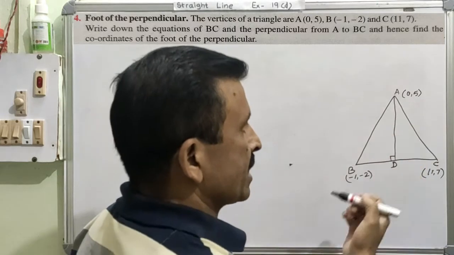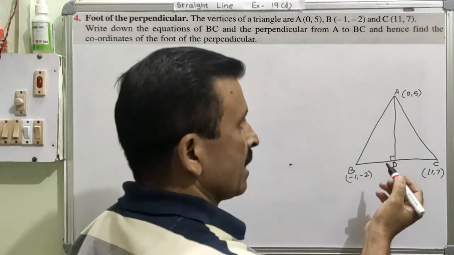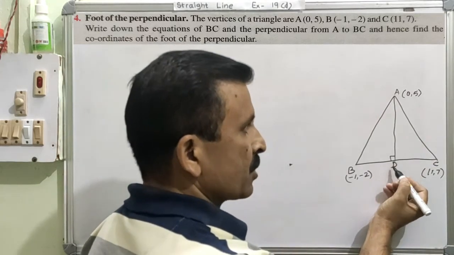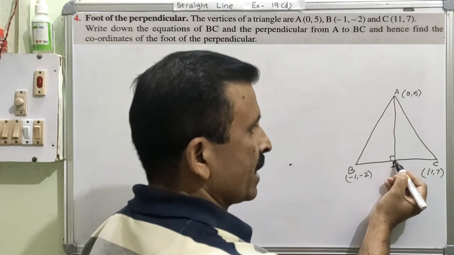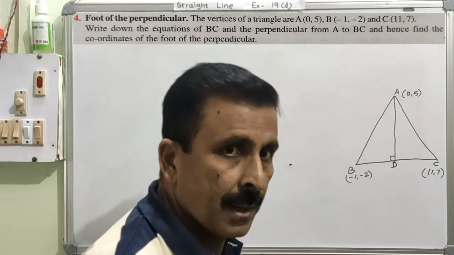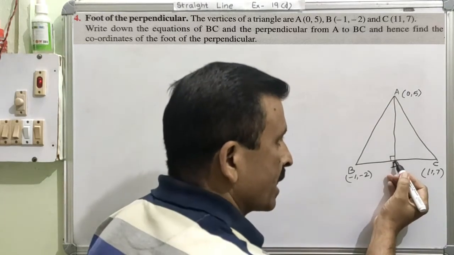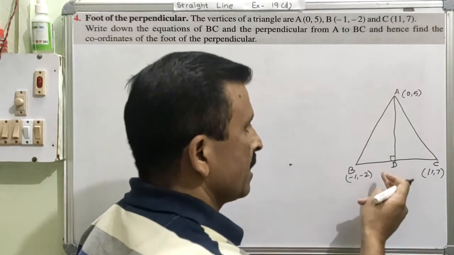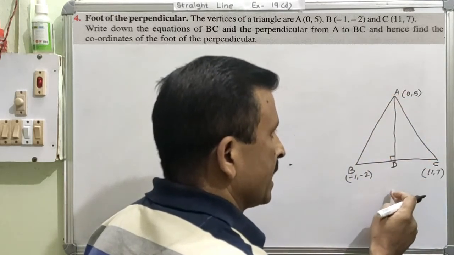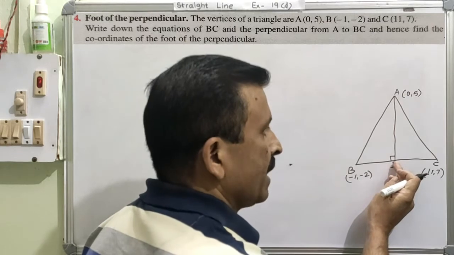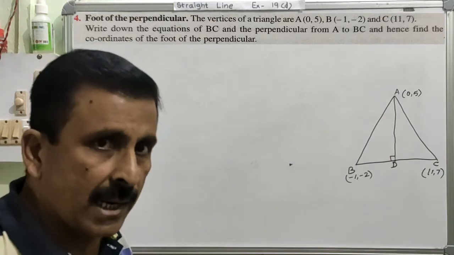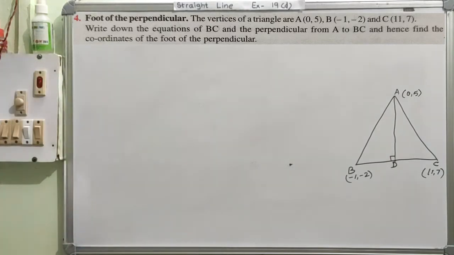After writing these equations, the last part of the question is to find the coordinate of the foot of the perpendicular. The foot of the perpendicular is D. This is the foot of your perpendicular AD. For finding the coordinate of this point, it's very easy: we will find the point of intersection of AD and BC. That gives us the coordinate for D. So the whole working rule is very clear. With this, we are going to begin the question.